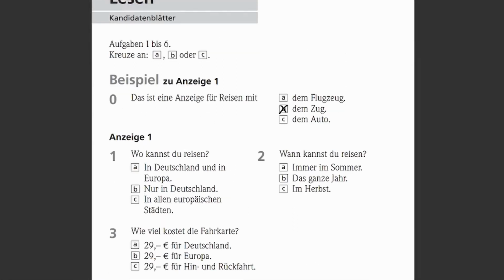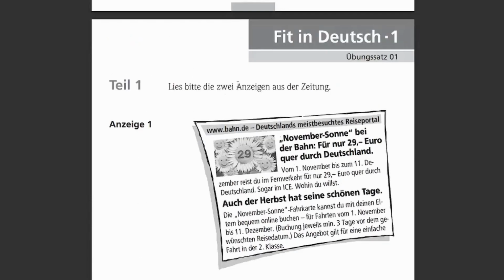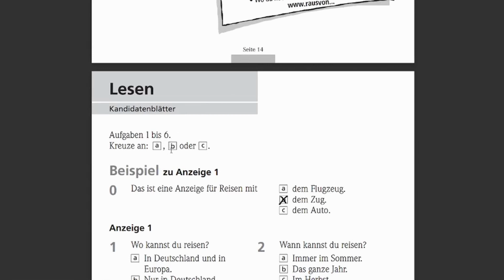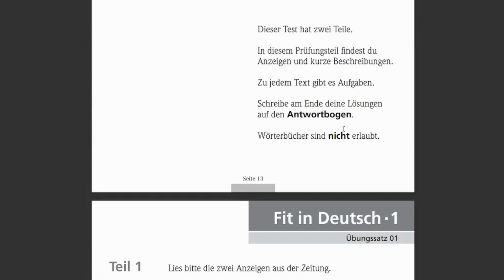Here is an example, Beispiel Anzeige 1, and here it is saying exercises 1 to 6. You have to mark Kreuz an A, B oder C, A, B or C. For the first 3 questions, Aufgaben or exercises, you have to answer 1, A, B or C. So what else have they given? You have to write your answers in the Antwortbogen, not in the question paper. Rather, you will have an answer sheet there.